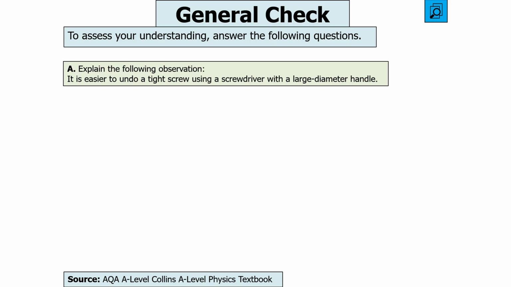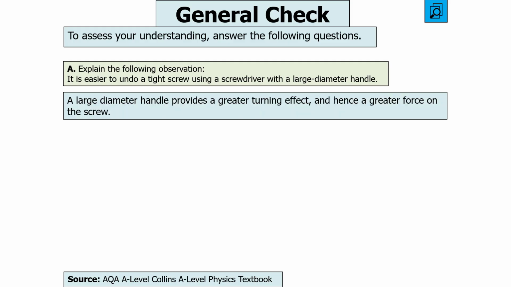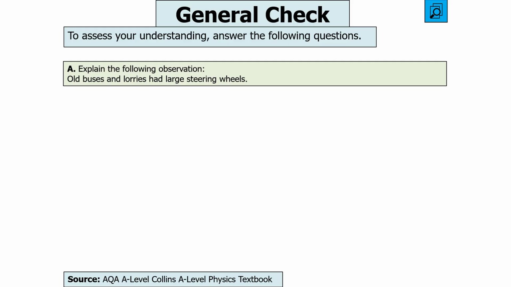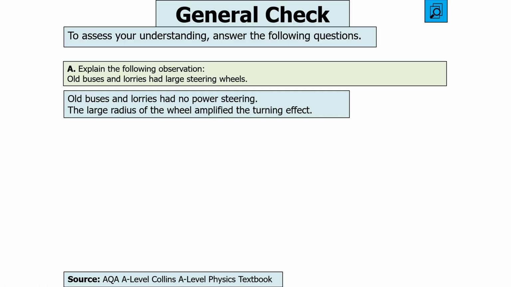Explain the following observation. It is easy to undo a tight screw using a screwdriver with a large diameter handle. A large diameter handle provides a greater turning effect and hence a greater force on the screw. Old buses and lorries had large steering wheels. Well, old buses and lorries had no power steering, so the large radius of the wheel amplified the turning effect or the moment that was taking place.